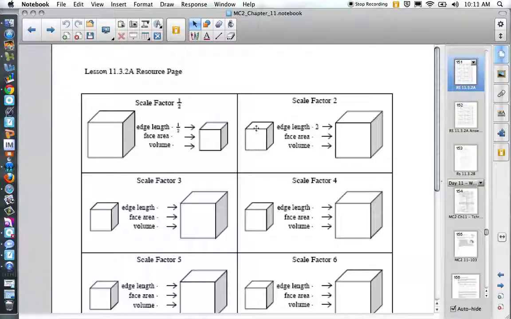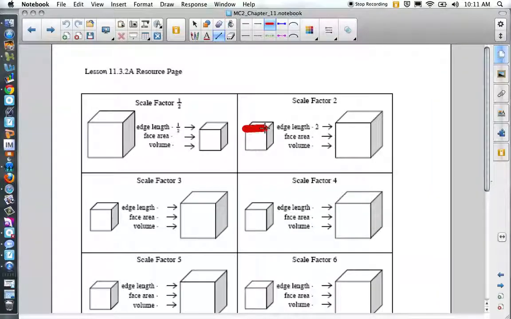Notice that if we have an edge length here, which is just one edge length, and let's see if I can figure out how to highlight that, all right, we'll use this nice red line. If my edge length from here to here measures 3, then when I go through a scale factor of 2, twice as big, this edge would be 6. It's 2 times bigger. So for the edge length, you're just multiplying it by the scale factor.